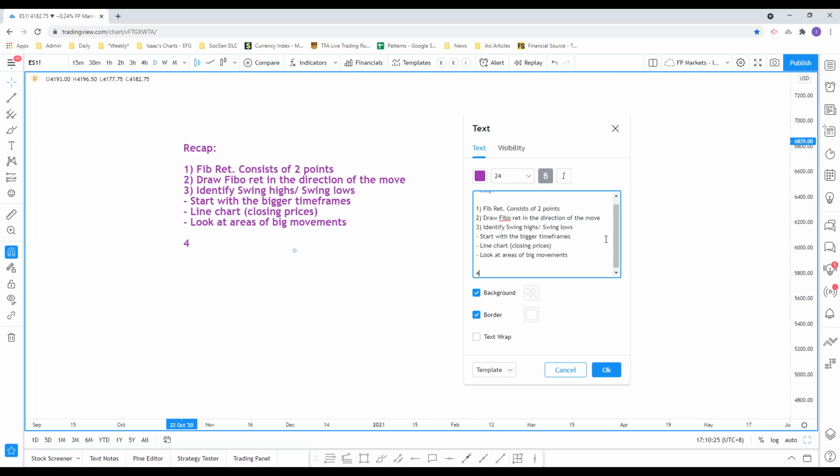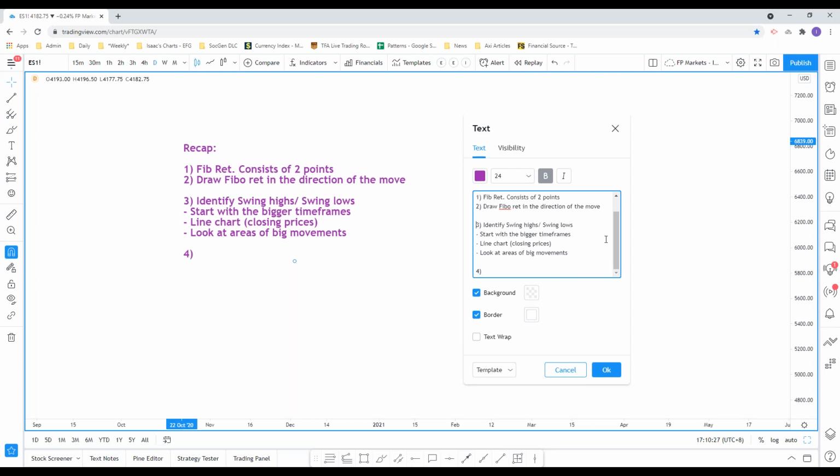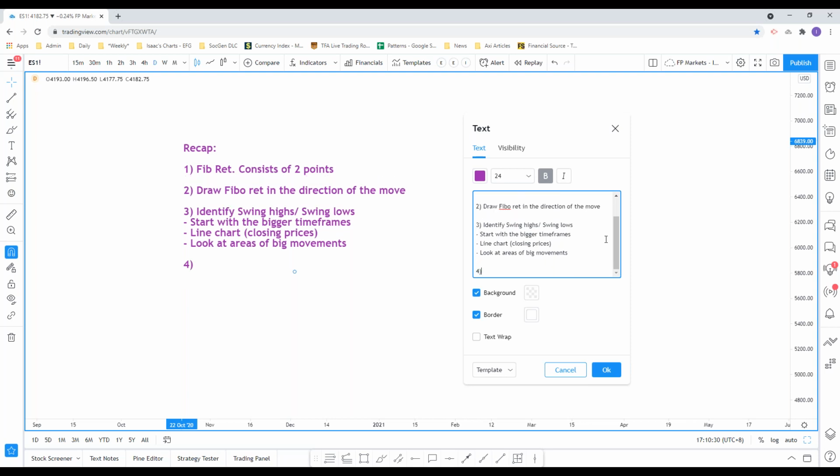So this is how we essentially identify swing highs and swing lows. And then after that, of course, there's point 4. Let me just put a bit of spacing between all the points, if not it's going to be a bit congested.